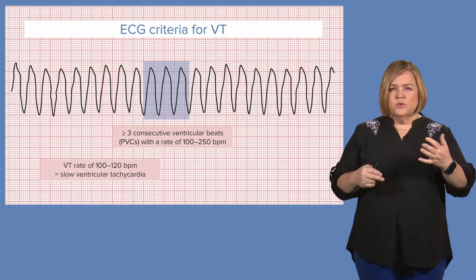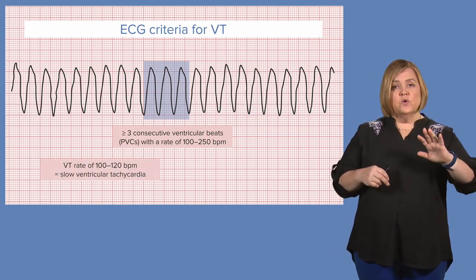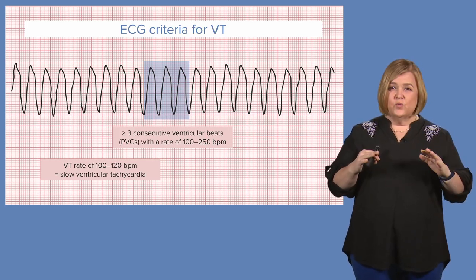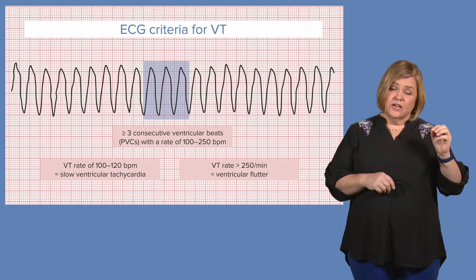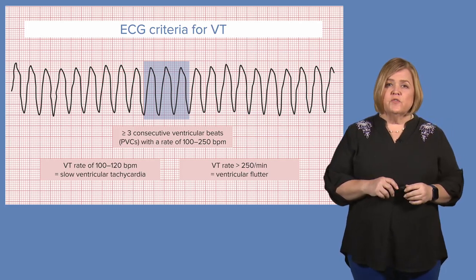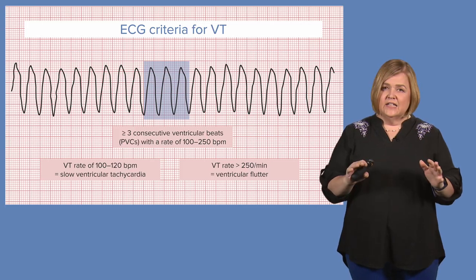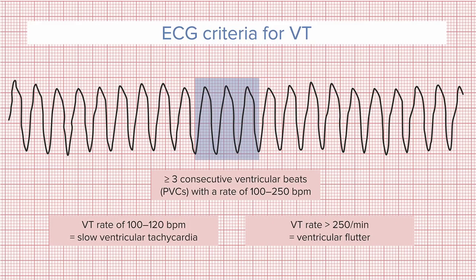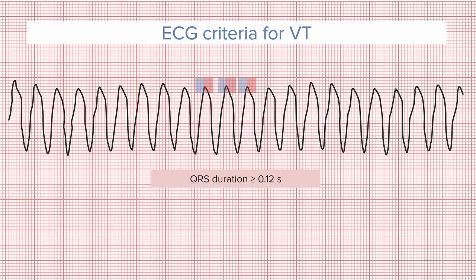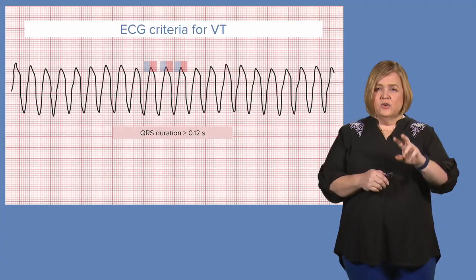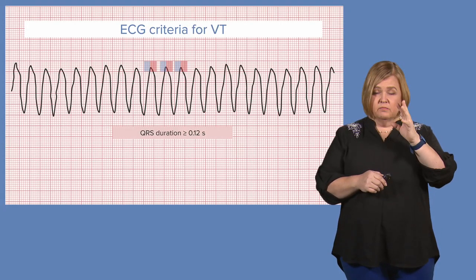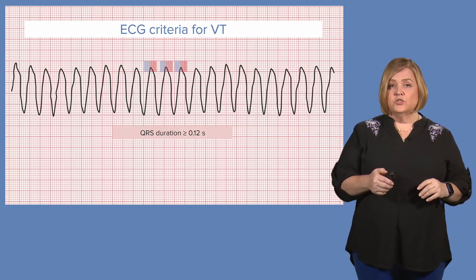So VTAC with a rate of 100 to 120 a minute can be referred to as slow ventricular tachycardia. I don't want to experience either. But ventricular tachycardia with a rate greater than 250 can be referred to as ventricular flutter. Listen, at the end of the day, this is VTAC and it gets everybody's attention. This is a life-threatening dysrhythmia that can devolve to a really bad outcome fairly quickly or just resolve on its own. Now the QRS duration, remember it's kind of big and wide and bizarre and that's easy to see. You might not know exactly what the QRS duration is by eyeballing it, but you know it's not normal and you know it's larger than normal.